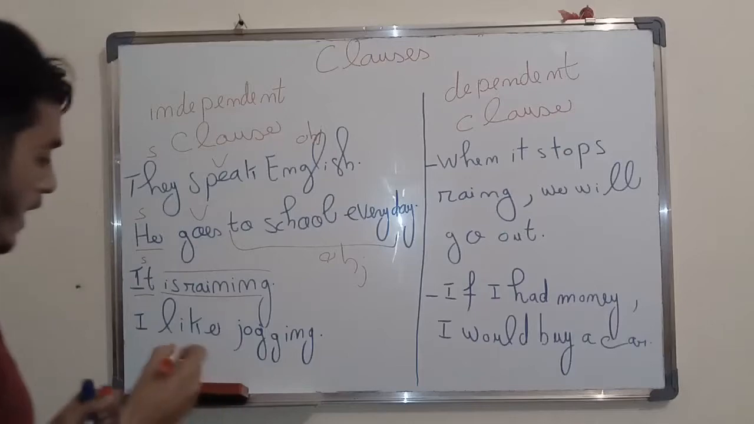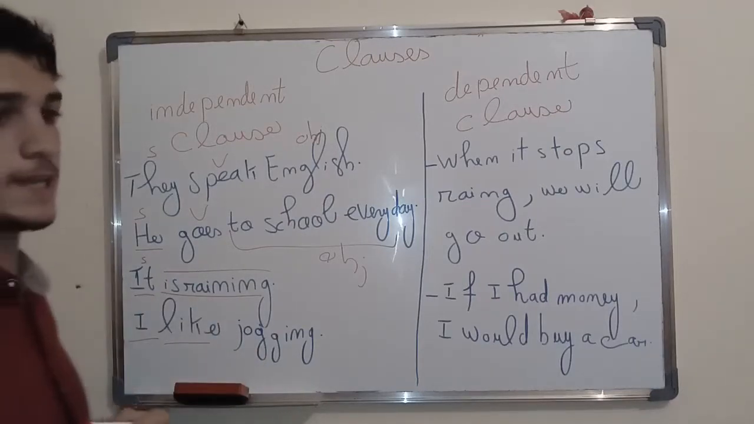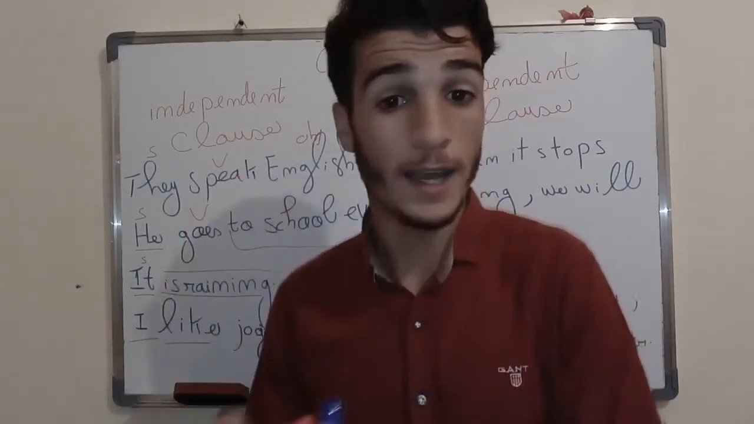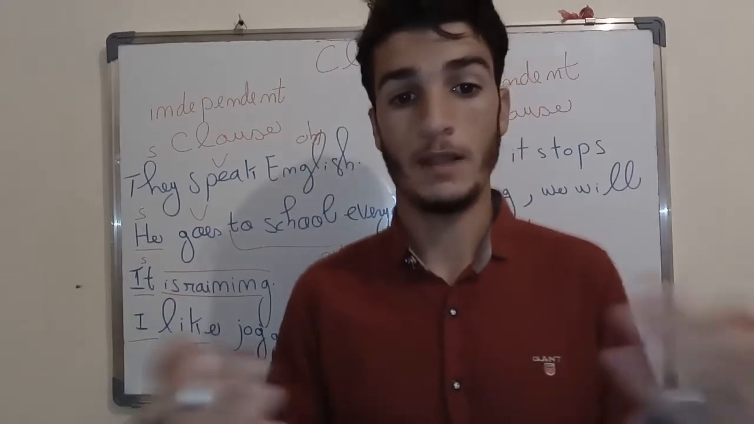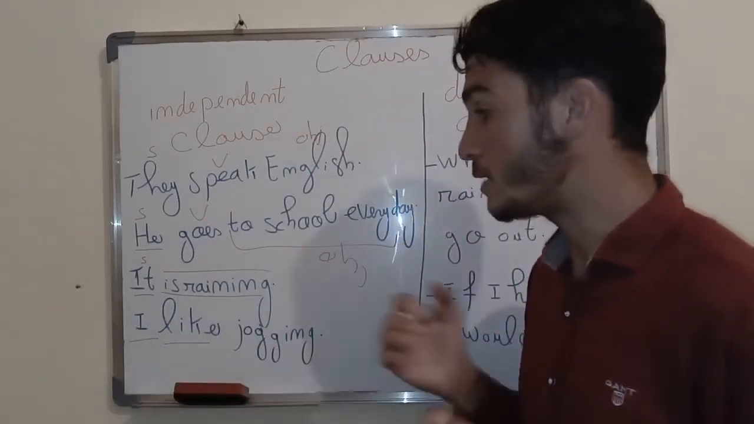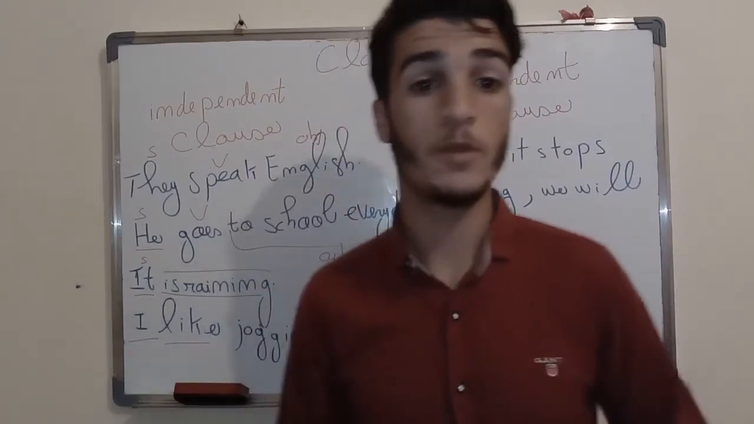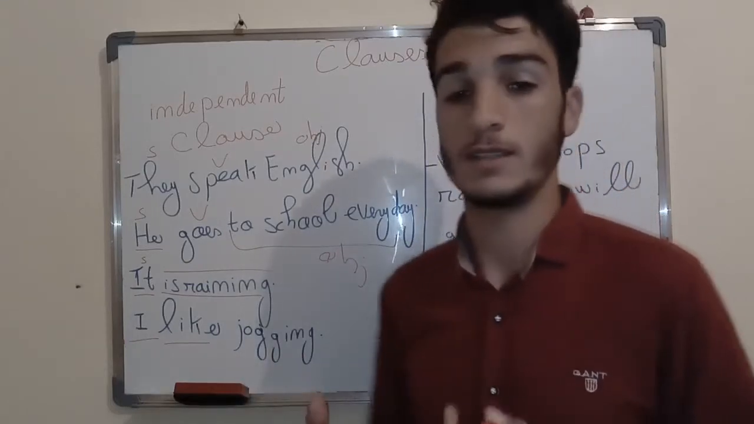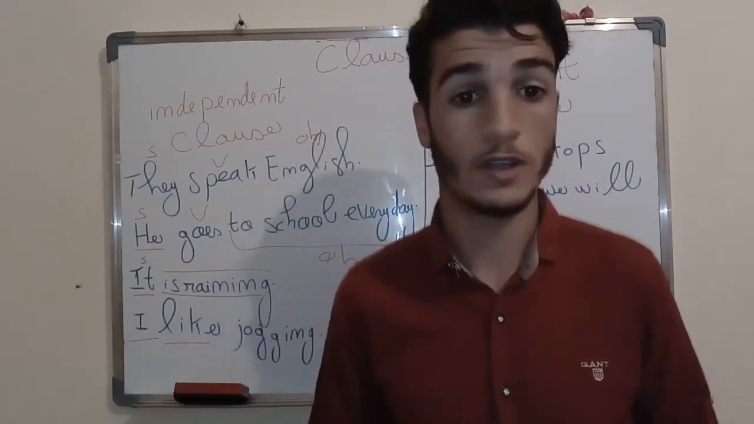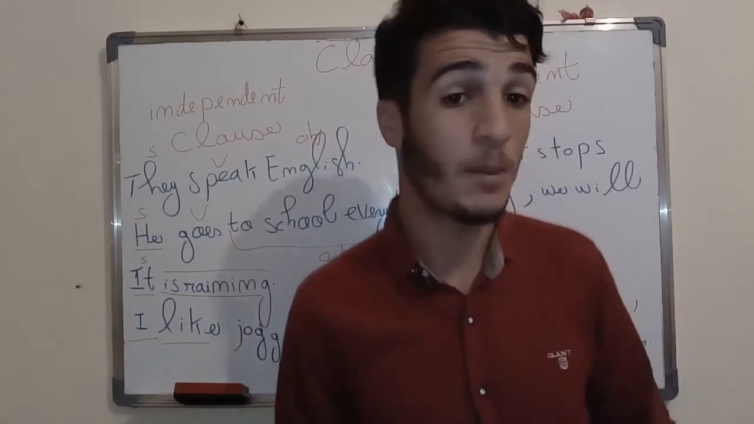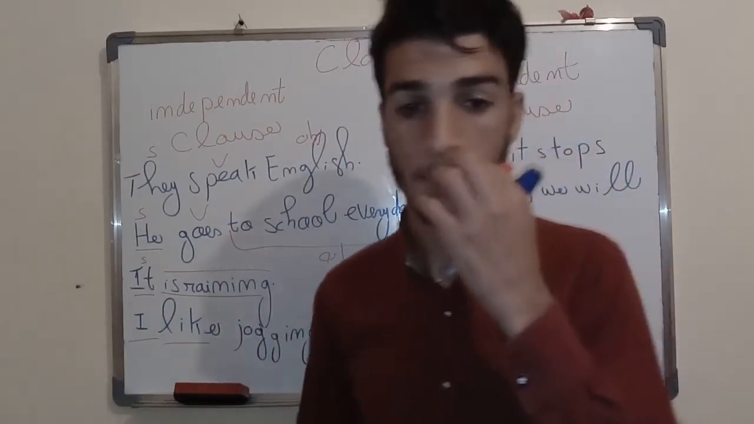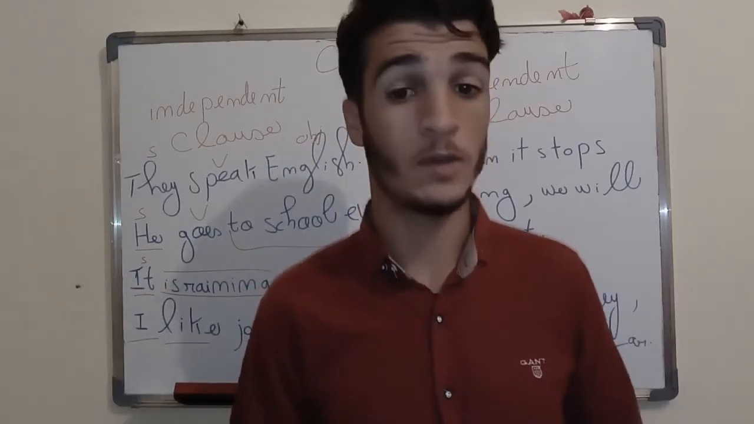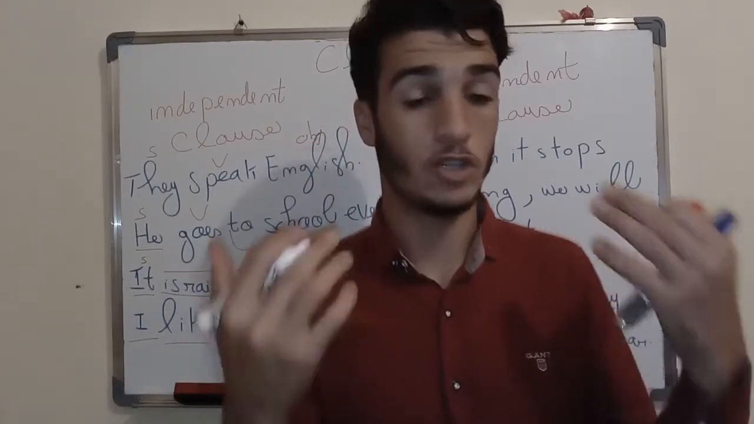Great. I like jogging. Here we have I, which is the subject, like, which is the verb, jogging, which is the object. So we have complete meaning. So we can make out the meaning put in the sentence. Therefore, it is an independent clause that can stand alone, that can depend on its own. I hope that the idea is clear. An independent clause is a clause that can stand on its own, that has complete meaning, that is understandable.